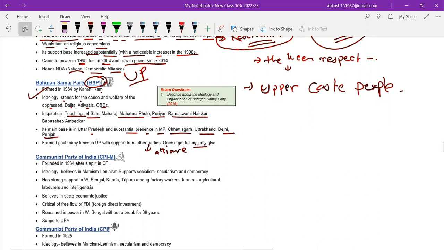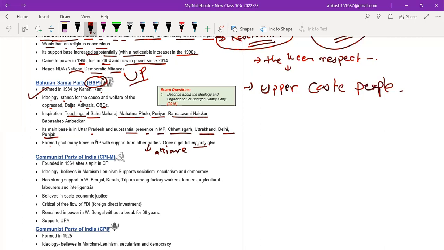Have you got the point? Bahujan Samaj Party, you need to know only about the ideologies, and even its establishment, and for which section the particular party works. That also you have to keep in mind.